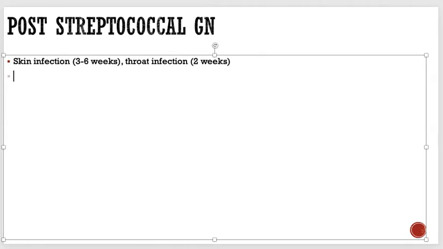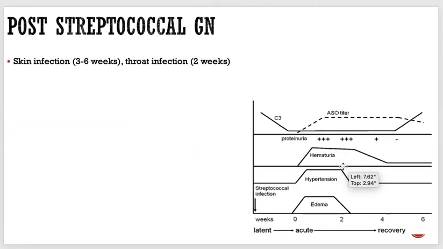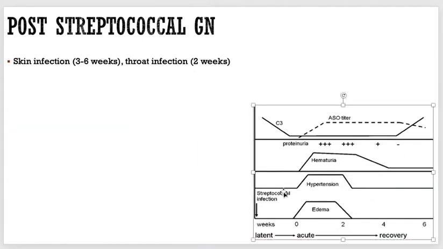So you can see this very simple diagram to show you that someone has a streptococcal infection. These are the weeks they're showing you, and see, C3 levels are going down and ASO titers will start increasing. This is what we check, ASO titers in these patients, and after that there will be edema, hypertension, hematuria, or simply the features of glomerulonephritis, right? Nothing special. We have discussed this many times over and over again.